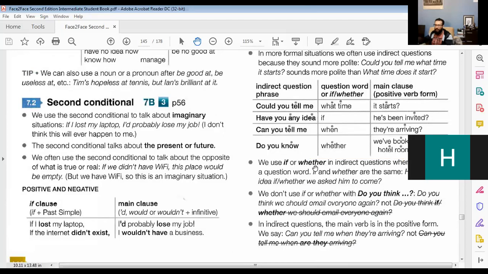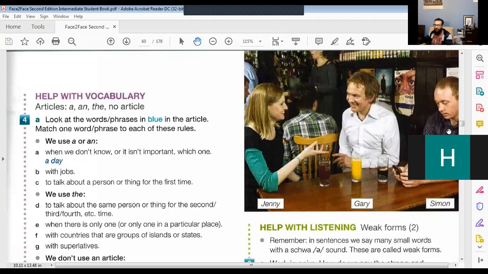It just says that if and whether we use them when you don't have a WH word, because if you have one, you won't be able to use if and whether. The meaning is the same for the indirect speech. If you use do you think, you cannot use if and whether. And in indirect questions, the main clause will be in the positive verb form. Okay, so let's take a look. Let's see if we can do an exercise and use all of these ideas, and it will make it a lot clearer.